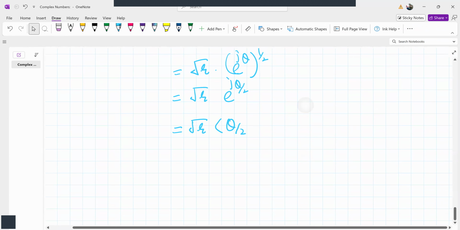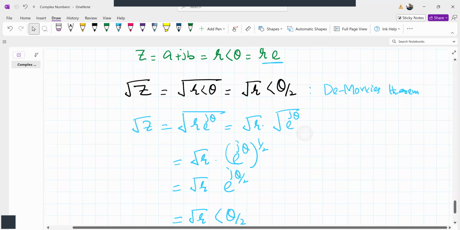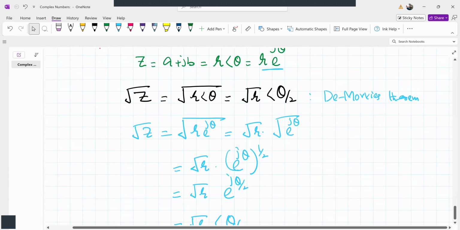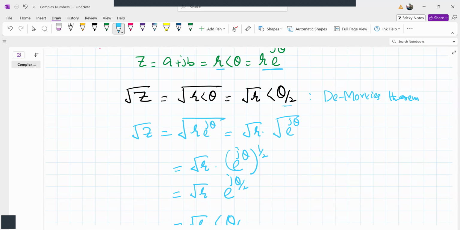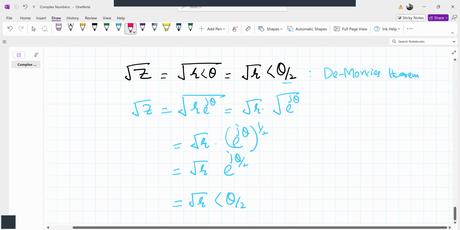Simply, if we have to calculate the square root of a complex number, take the square root of the magnitude and divide the phase by 2. That will give you the result. Here is a little proof of this, so you can check the proof.